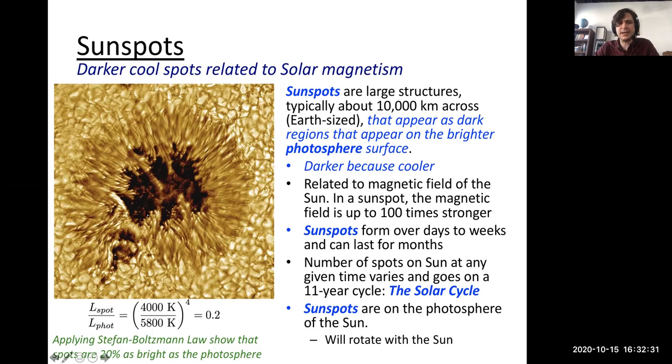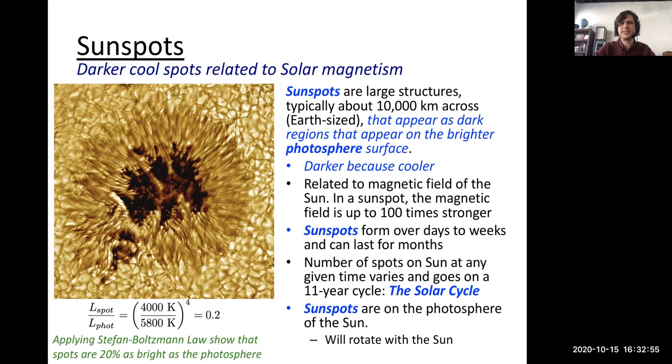And if we were to look at the magnetic field within this region, which we will shortly, we'd notice that the magnetic field within a sunspot can be up to 100 times stronger than the surrounding photosphere. So sunspots are created by some aspect of the magnetic field of the sun. They can form over days, and once they're there, they can last for weeks to months before they dissipate.